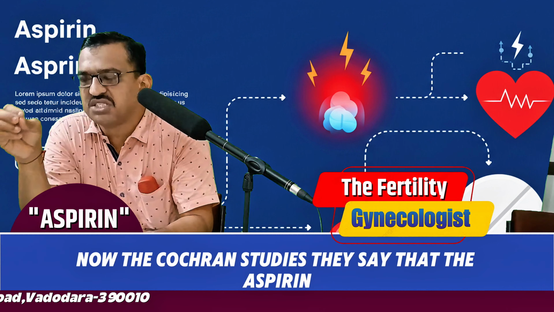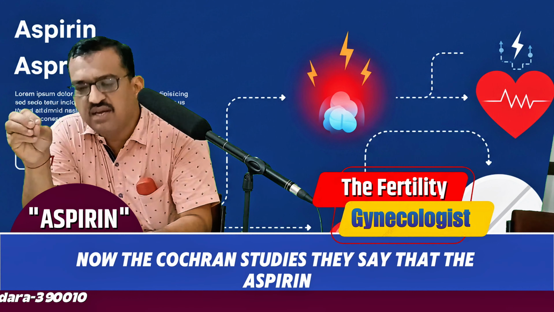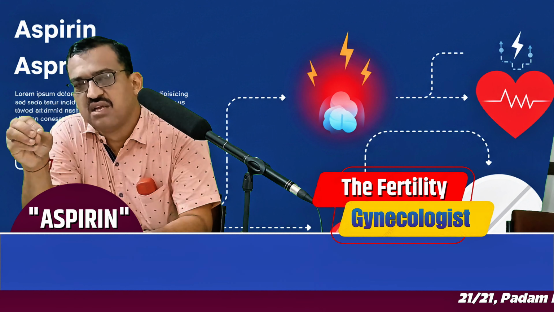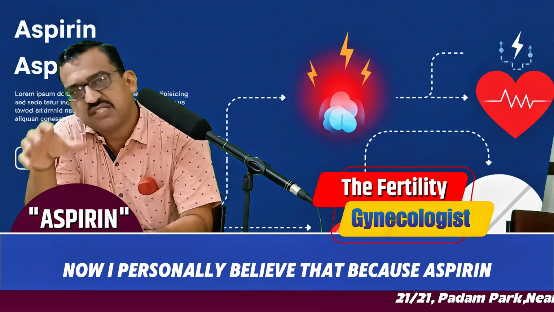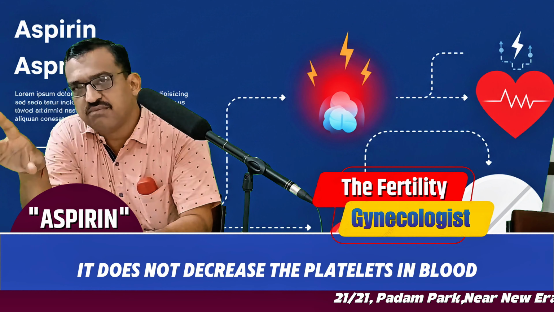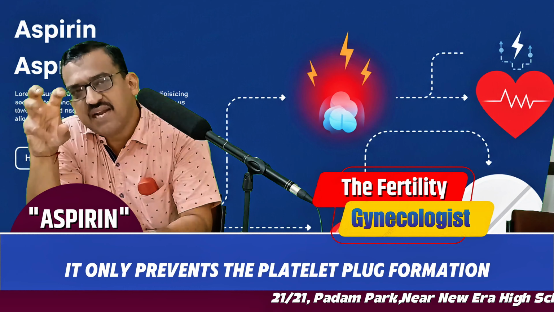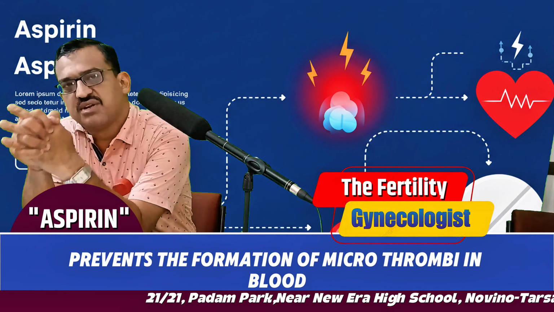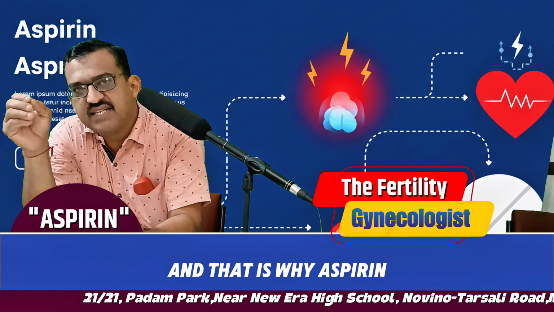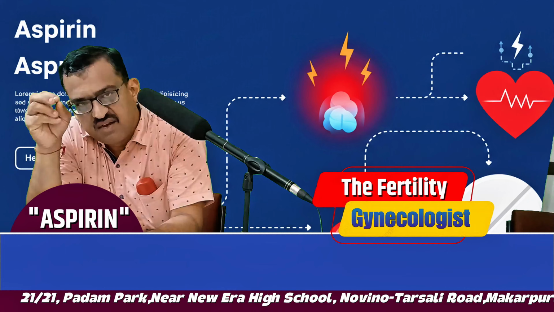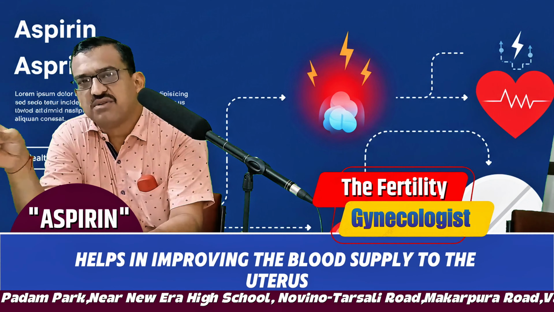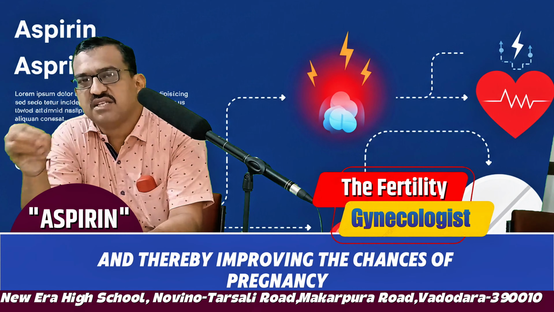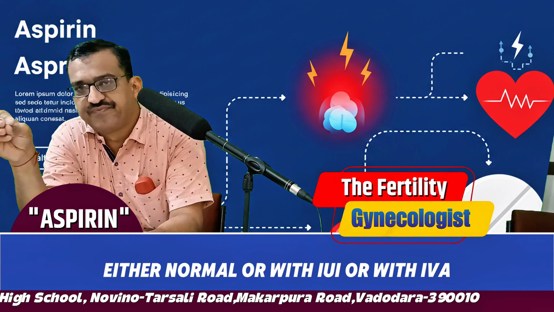Now the Cochrane studies say that aspirin does not have any tangible benefit in infertility. Now I personally believe that aspirin does not decrease the platelets in blood, it only prevents the platelet plug formation. So it prevents the accumulation of platelets and thereby prevents the formation of microthrombi in blood. And that is why aspirin logically helps in improving the blood supply to the uterus and to the ovaries, and thereby improving the chances of pregnancy either normal or with IUI or with IVF.